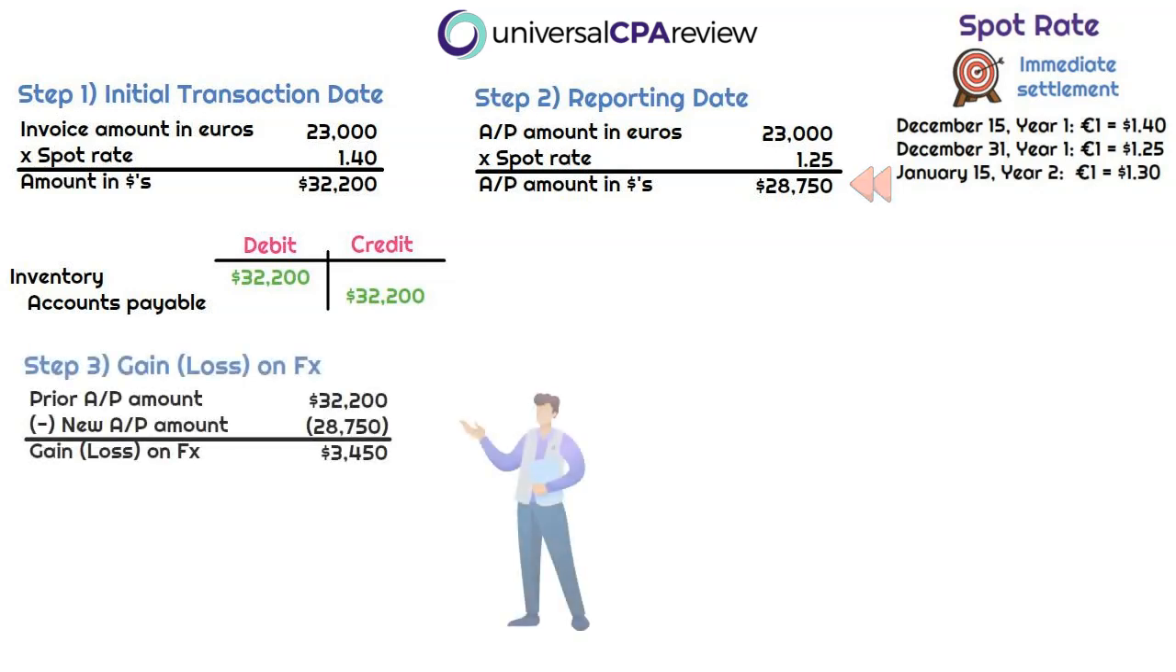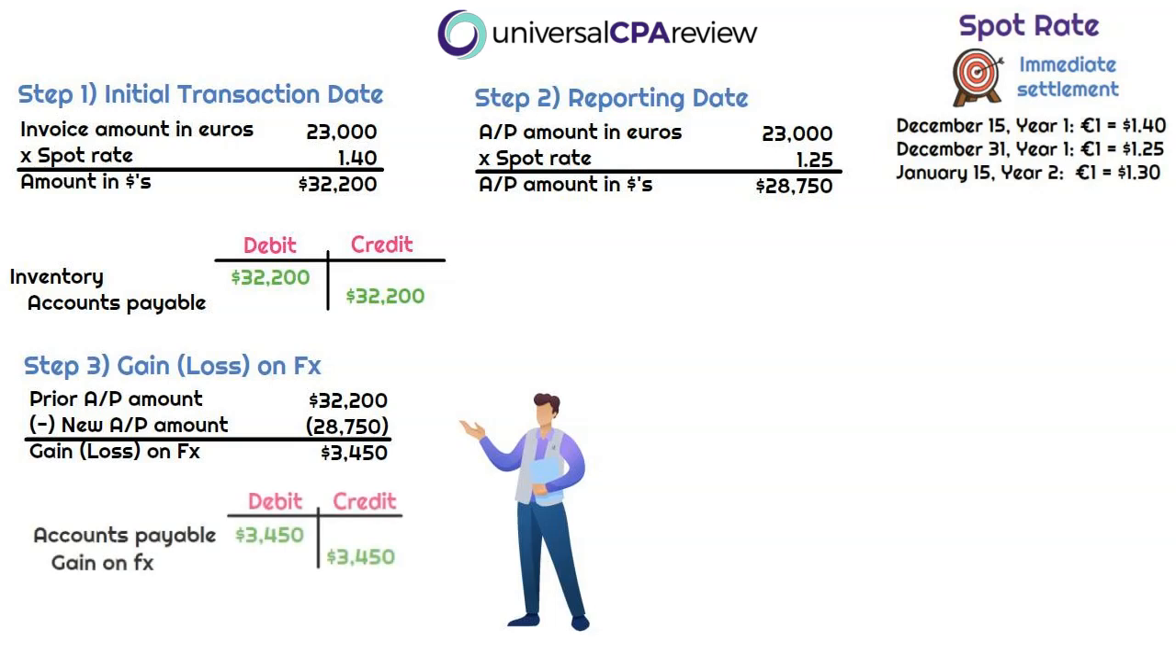$28,750. And so in step 3, when we compare that to the prior AP amount on the initial invoice date of $32,200, that results in a gain on foreign exchange of $3,450. Joey's Pizza is expecting to pay $3,450 less. So we need to reduce the amount of that invoice on the balance sheet, which is why we have a debit for $3,450, and then the offsetting credit is a gain on foreign exchange for the same amount of $3,450. So that's an important journal entry to understand.